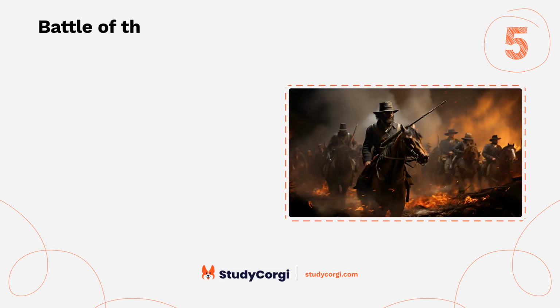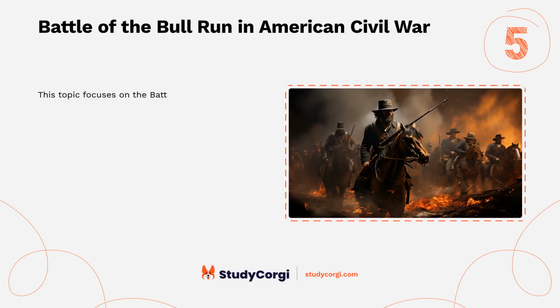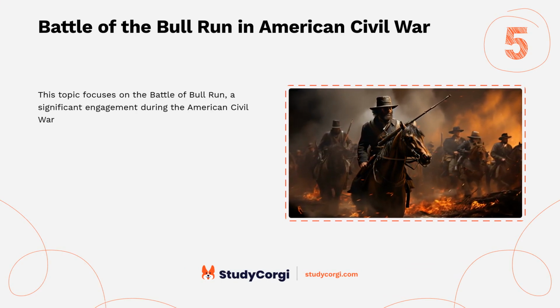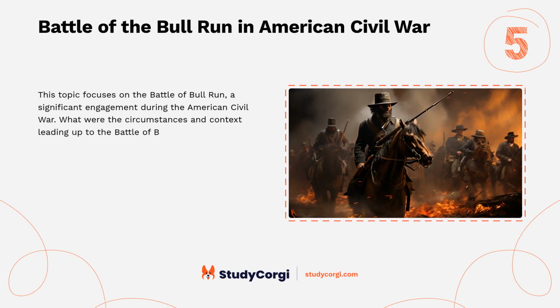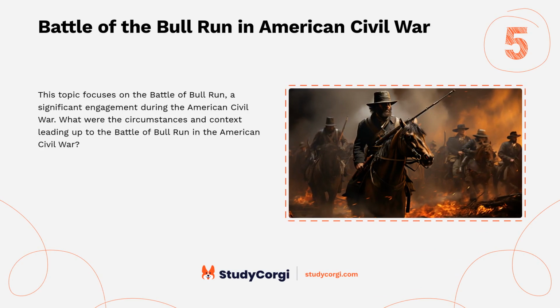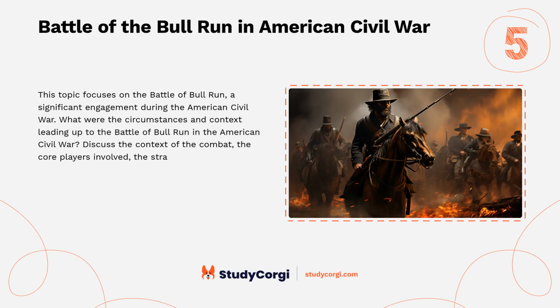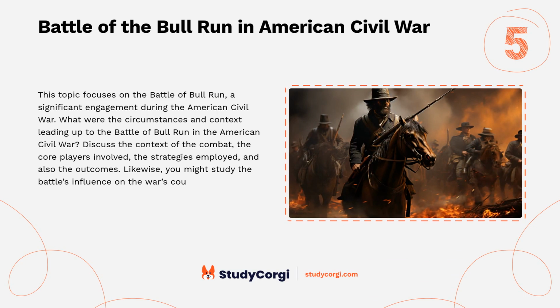Battle of Bull Run in the American Civil War. This topic focuses on the Battle of Bull Run, a significant engagement during the American Civil War. What were the circumstances and context leading up to the Battle of Bull Run in the American Civil War? Discuss the context of the combat, the core players involved, the strategies employed, and also the outcomes. Likewise, you might study the battle's influence on the war's course and lessons learned.